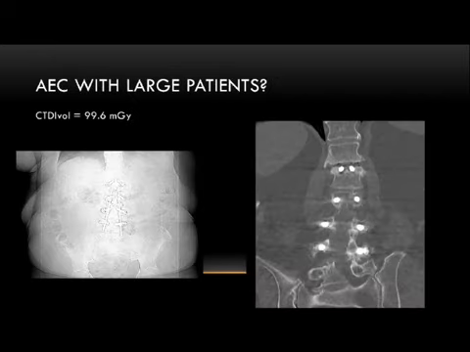Here's an example of a large patient with some metal implants in the spine, imaged with the CTDIvol on the body phantom of 99.6 milligray. Image quality looks pretty good, but is this appropriate? Is this reasonable? I don't know the answer to that, but it's definitely something to consider. And this is what the system ended up doing.